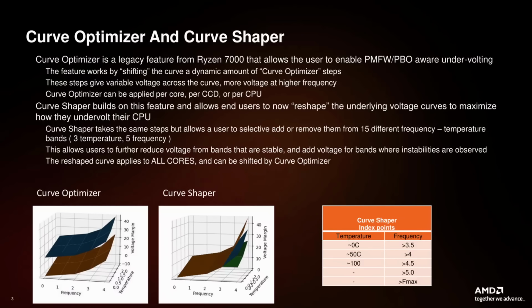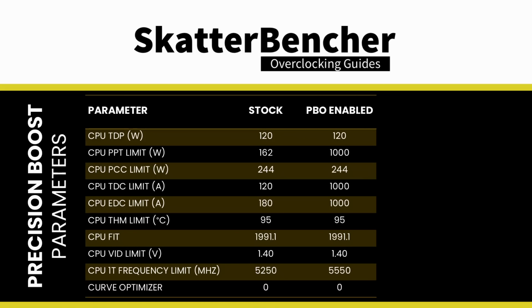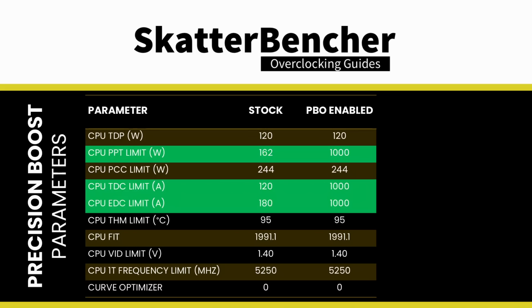There are essentially 3 levels of Precision Boost Overdrive. By enabling Precision Boost Overdrive, we rely on the motherboard pre-programmed PBO parameters. We find that the following values have changed. Increasing the PPT and to a lesser extent the TDC and EDC limit will help unleash the frequency in multi-threaded workloads previously limited by the PPT.